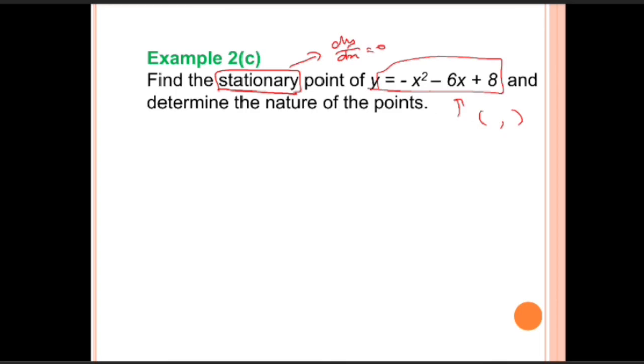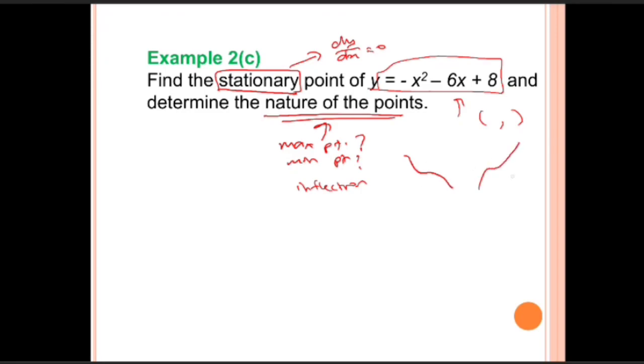After that, to determine the nature of the points, the question wants you to find whether it is a maximum point, a minimum point or an inflection point. What is an inflection point? An inflection point is whenever it's not a maximum or a minimum point. For example, the one that I have drawn here. This is whenever the gradient is negative for both or positive for both. And this is that inflection point. Okay, so try it out.